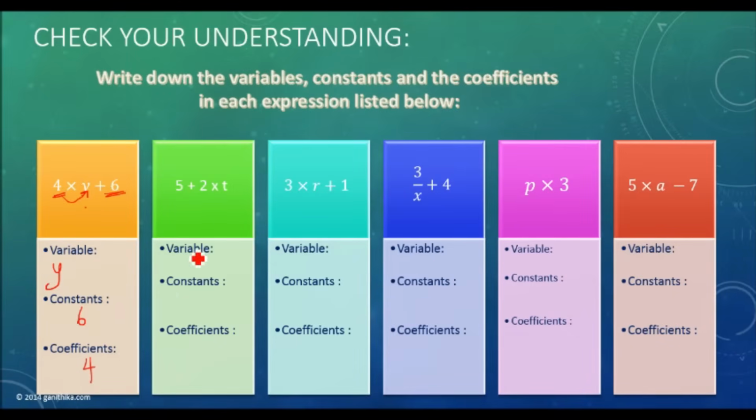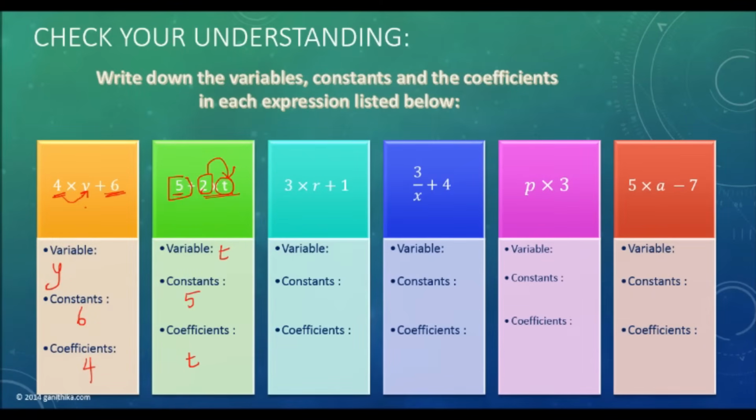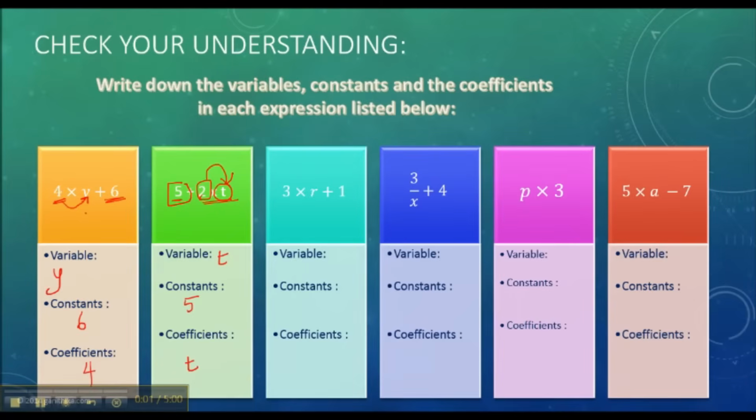Okay. In this case, 5 plus 2 times t. The t is the variable. The constant is the extra number here, which is 5. And the coefficient is the number attached to the unknown, which is 2. Now, finish off with the rest of the questions. Sure, you should have done this correctly. Let's check your answers now.